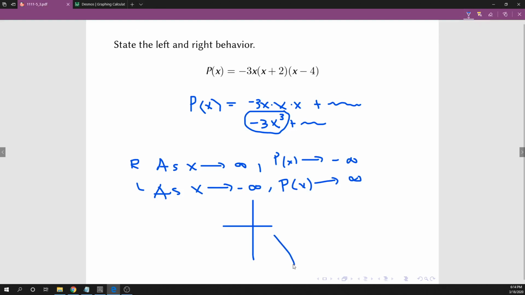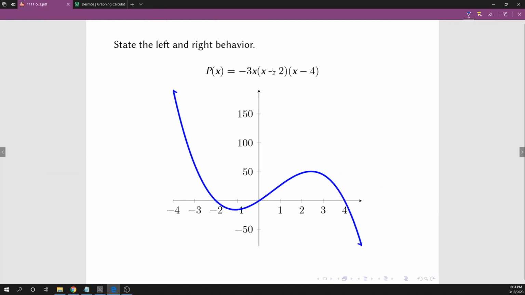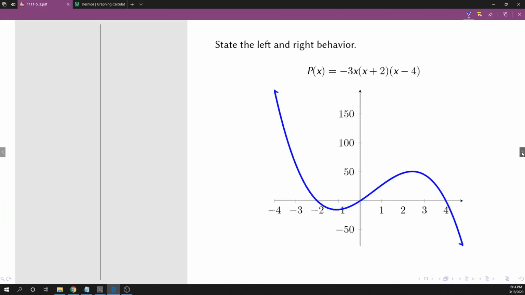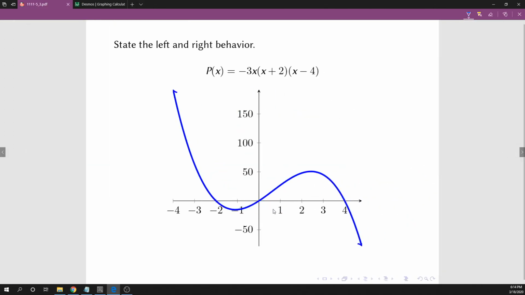All right, the original one should have looked like this, right? As x goes to infinity, this goes to negative infinity. And on this one, as x goes to negative infinity, p of x goes up like that. All right, I think that is it for this. Oh, actually, here's what it looks like, right? Again, the end behavior doesn't tell you anything about what goes on in the middle, like that.